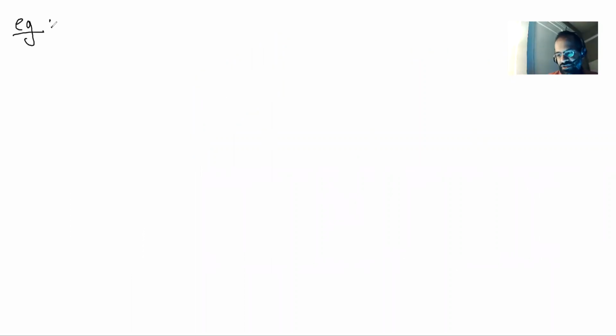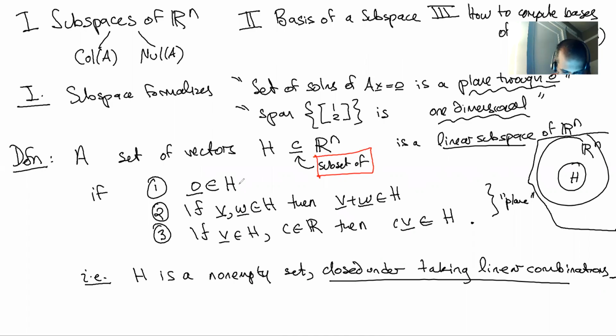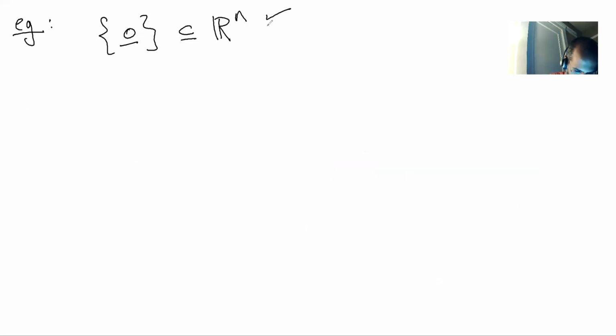Let's look at some sets and check whether they are subspaces. The set containing the 0 vector is a subset of Rn, for every n, where this is the 0 vector in Rn. Is this a subspace? Let's check the properties. 0 is contained in the set, yes. If any 2 elements are in this set, is the sum in the set? Yes, 0 plus 0 is still contained in H. And if you take any element in that set, namely 0, and multiply by a scalar, do you get an element in the set? Yes. So this is a subspace.